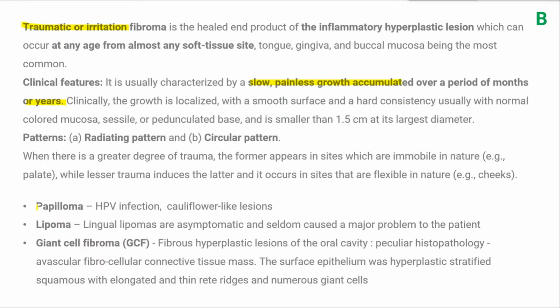Because papilloma, as we all know, is an infection with a cauliflower-like growth. It can also occur on the trunk, but the key point is that it's a viral infection and cauliflower-like growth. Lipoma, meaning linguolipomas, are mostly asymptomatic, and they commonly mimic the presentation of traumatic irritational fibroma.